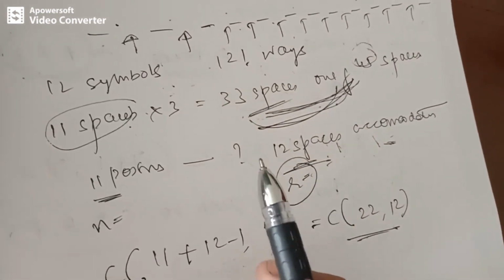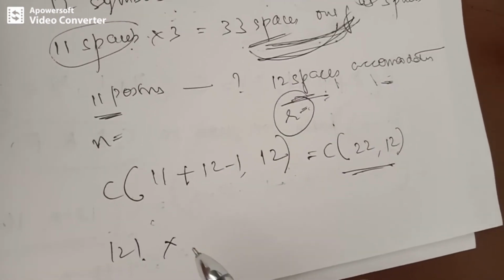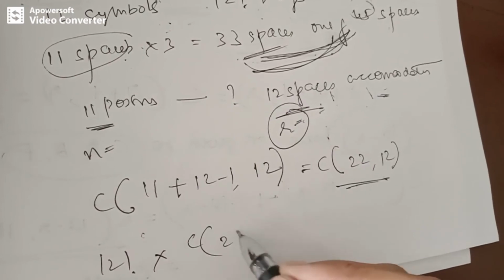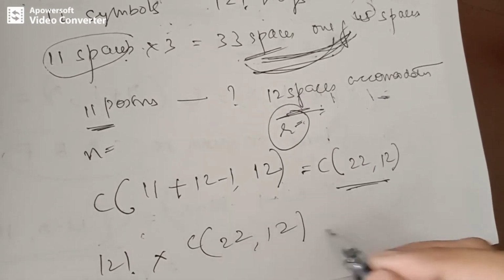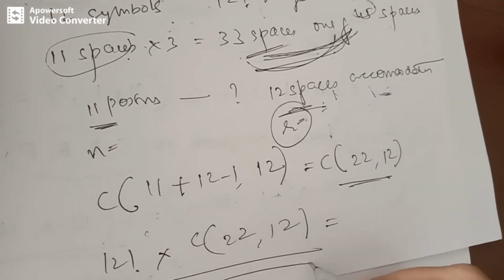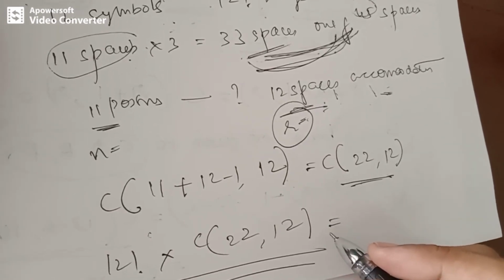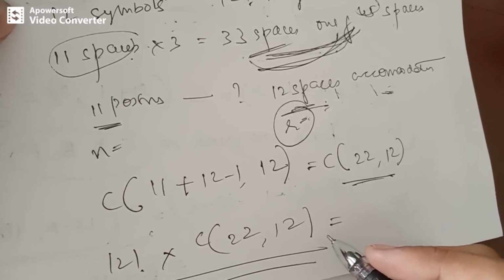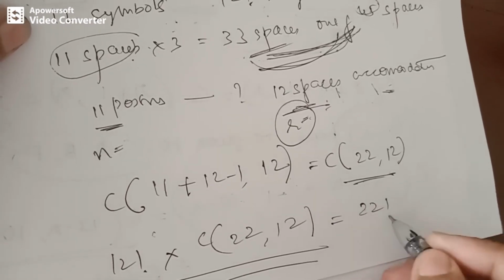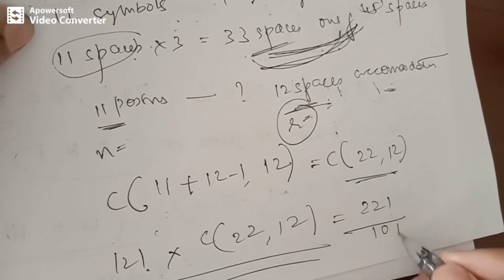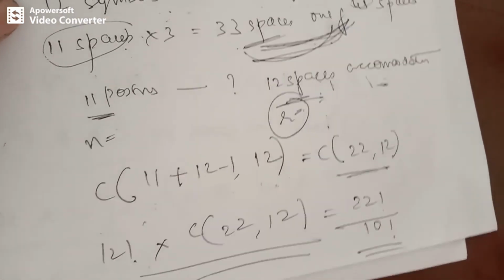So totally, the number of ways the transmitter can send a message is 12 factorial into C of 22 comma 12. We can write this as it is, or we can further simplify this answer into 22 factorial by 10 factorial. We will be getting this answer, or you can still further simplify.